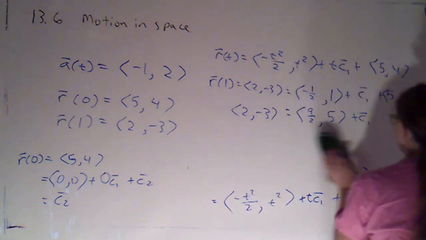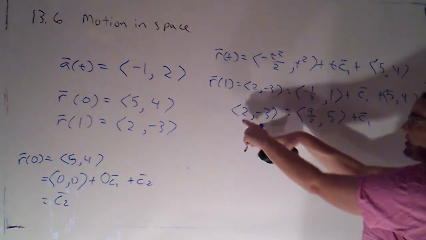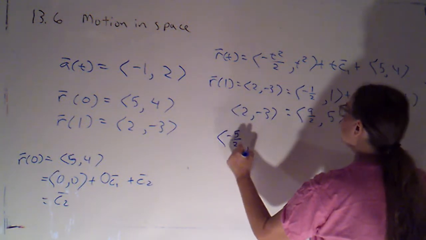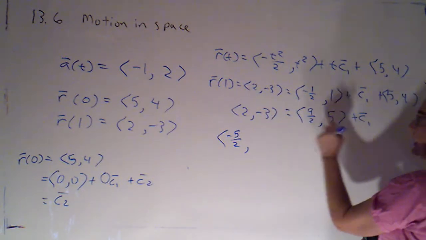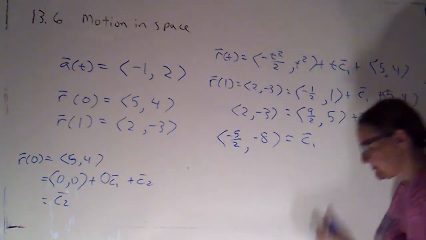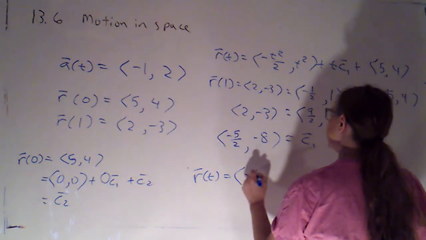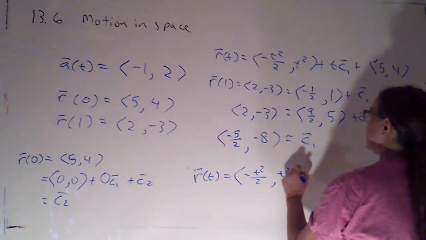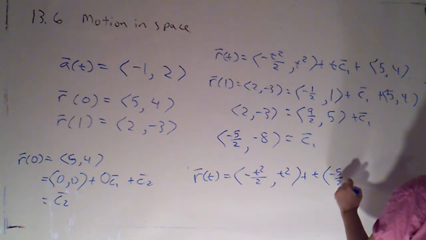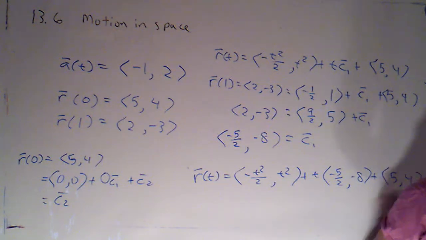So I should be able to solve for c1. I'm going to just subtract this over. So this would have been 4/2 minus 9/2, which is -5/2. And -3 minus the 5 is going to be -8. So c1 is ⟨-5/2, -8⟩. Put the pieces together. r of t is ⟨-t squared over 2, t squared⟩ plus t copies of ⟨-5/2, -8⟩, plus c2, which was our ⟨5, 4⟩.